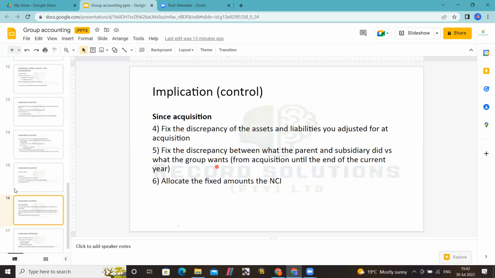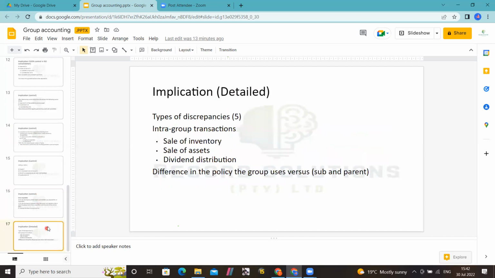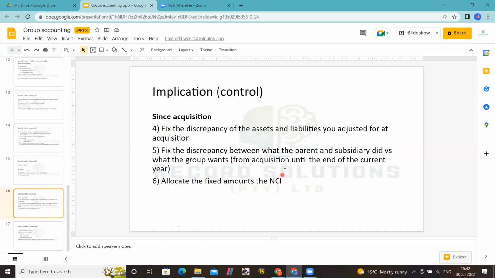This fifth one, right? So, or changing policy. So let's look at that. So for number five, we're still at number five. So I've grouped these discrepancies, right? Because they do group them. So these discrepancies are grouped. So for number five, the first one is intra-group transactions. The second one is difference in policies, right? And I'll explain what it means.